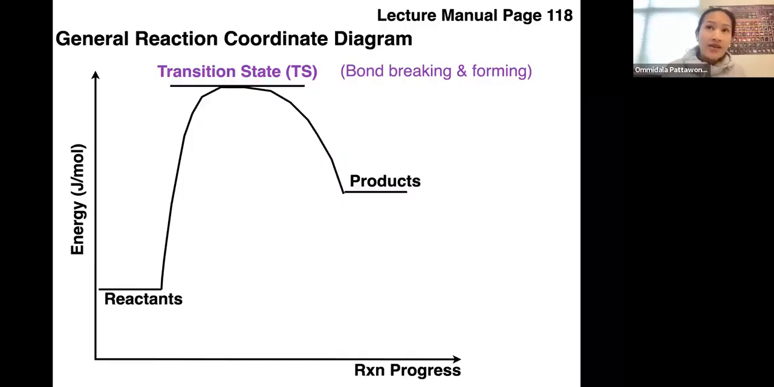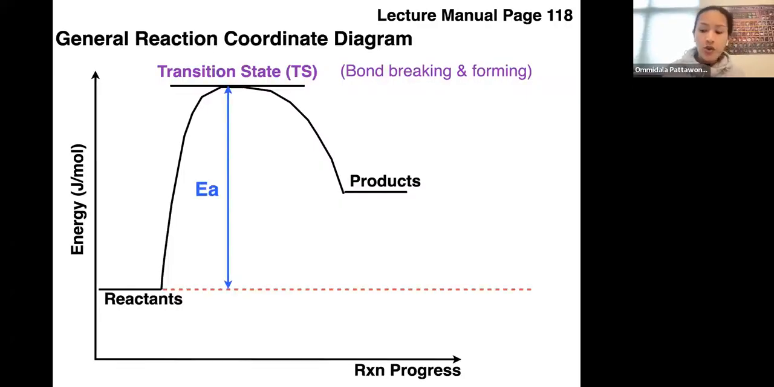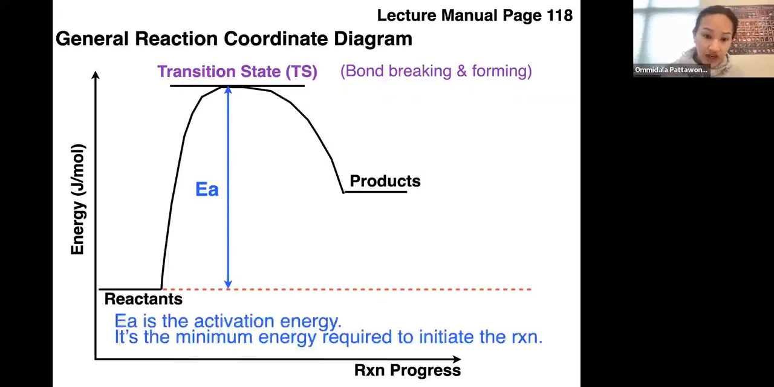Now the second thing in collision theory is that the molecules not only have to collide with proper orientation, but they also need to collide with sufficient energy. The sufficient energy is what we refer to as the activation energy, or the activation barrier. This energy is the minimum amount required to initiate the reaction. For the reaction to occur, the molecules of the reactant need to overcome this mountain, overcome this activation energy, in order to convert to product.